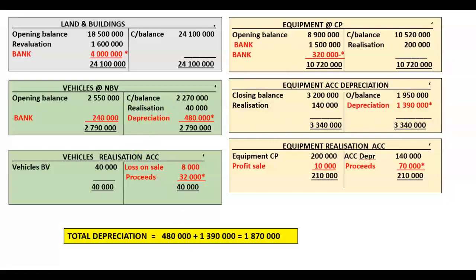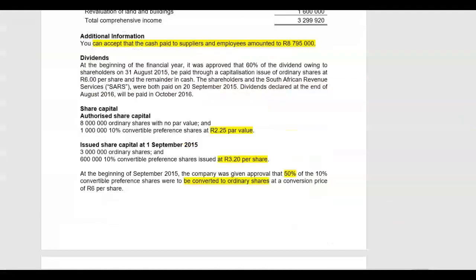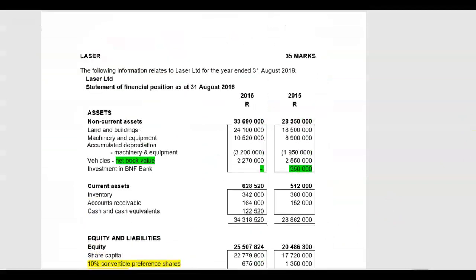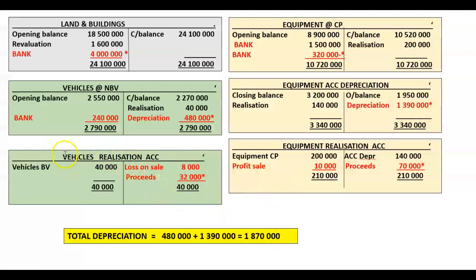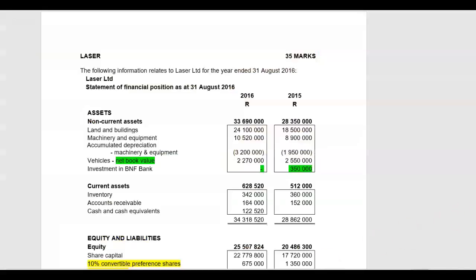Our vehicles, that's the next one. Vehicles, that only gave us the net book value. So you're going to open up one account for vehicles with an opening balance of 2550 and a closing balance of 2270. So here's our vehicles. Opening balance 2550, closing balance 2270,000.